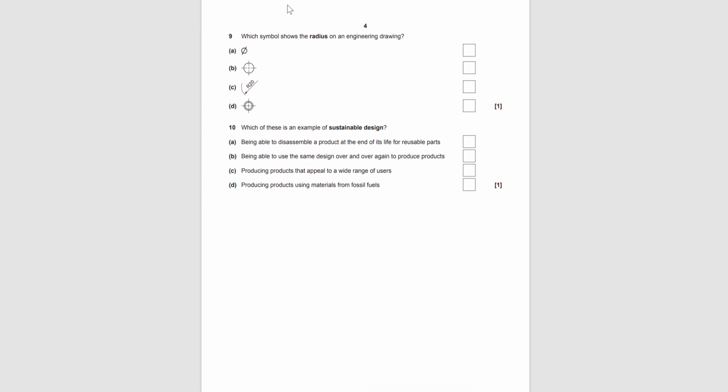It's possible for us to have to pinpoint which symbols we would use. So here, for example, which symbol shows the radius of an engineering drawing? Well, this here is your radius. It'd be really easy to confuse it with this one, which is diameter. But this one here, of course, is our radius. So I would be putting a tick in the box just there.